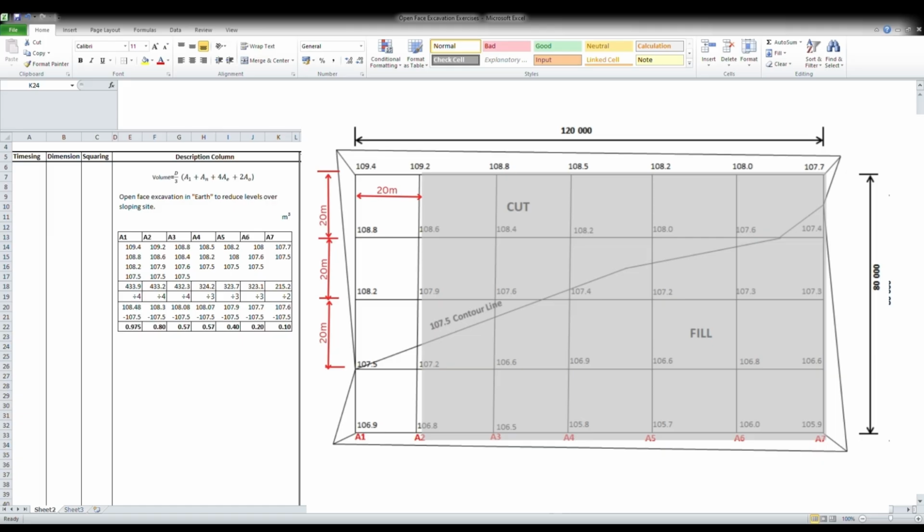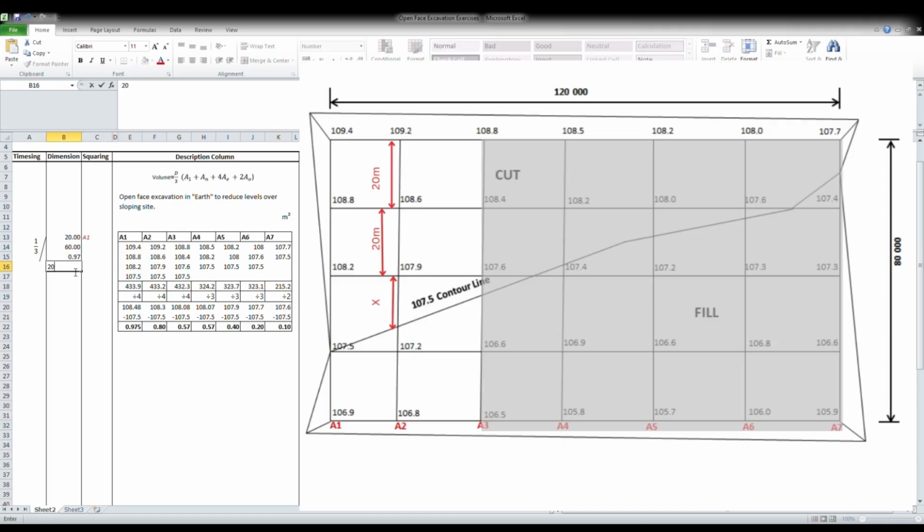Let's put dimensions down for A1. So we're going to start with the 20 meters, which is the distance between the sections. And then we're going to put that length of 60 meters. And then the last dimension there that we're going to put is our depth of 0.975. Now, as per Simpson's rule, we're going to multiply this by 1/3. Now let's reference that as A1. And then moving on to A2, we have 20 meters.